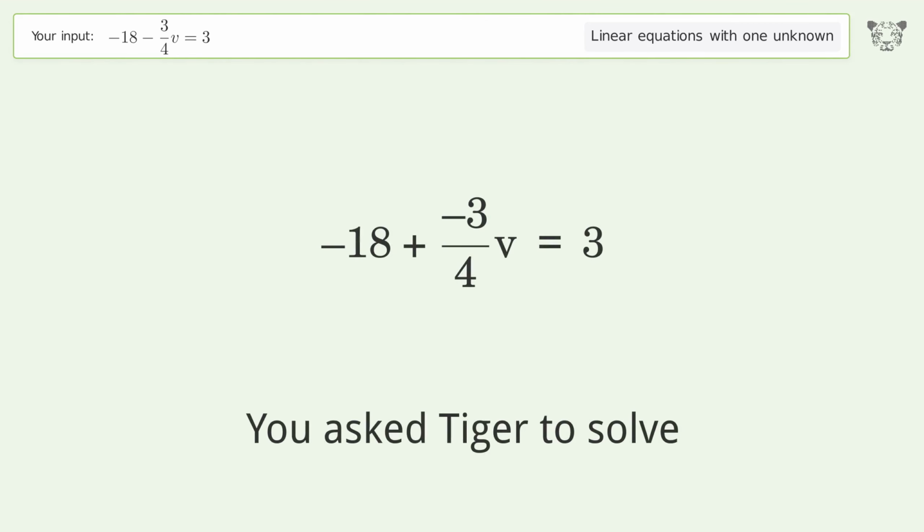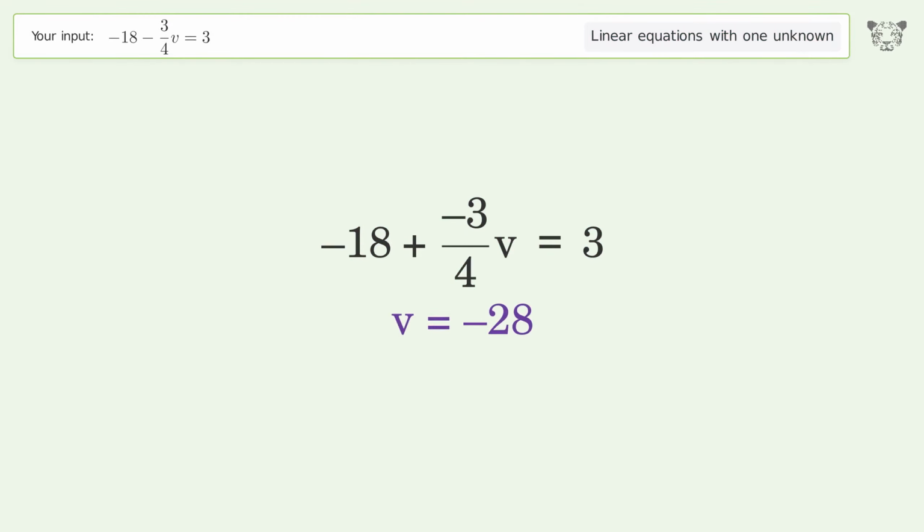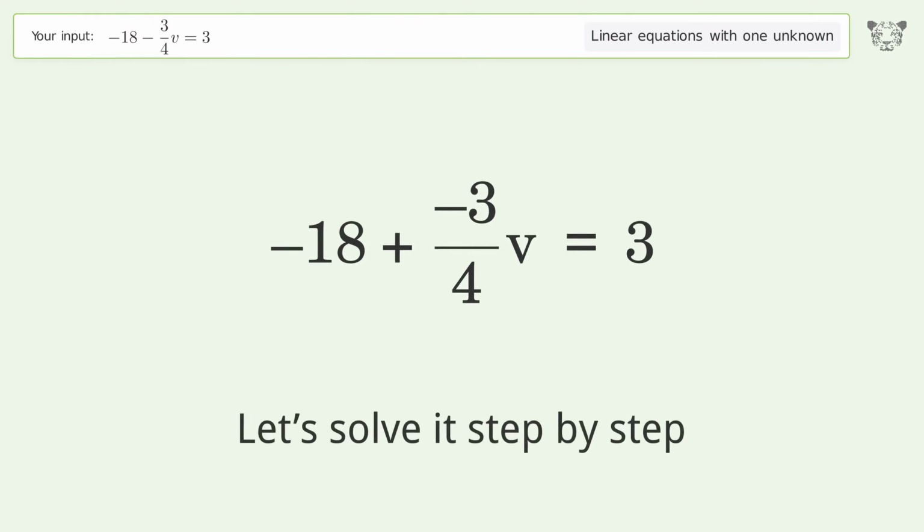You ask Tiger to solve this. This deals with linear equations with one unknown. The final result is v equals -28. Let's solve it step by step.